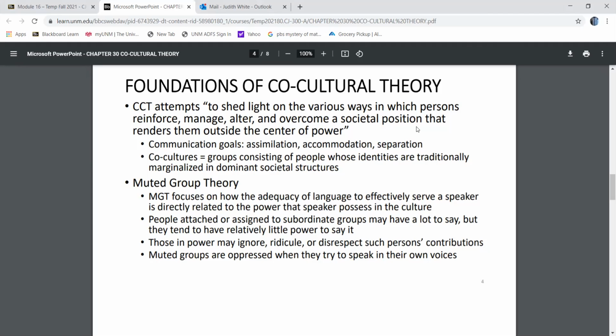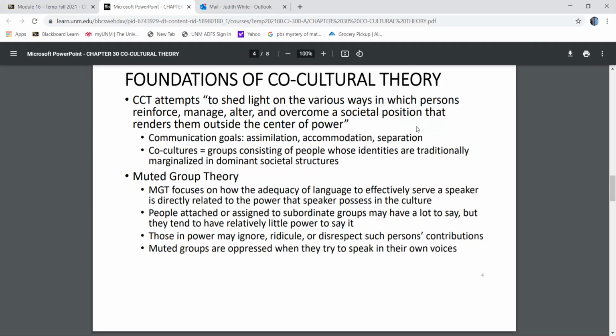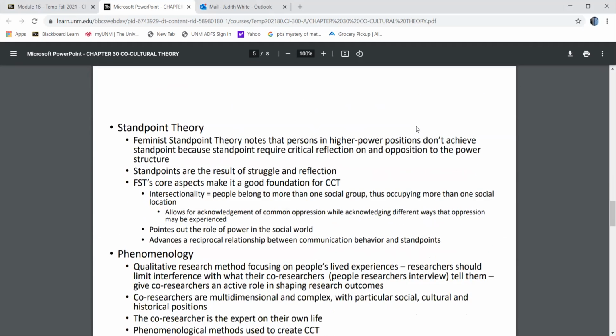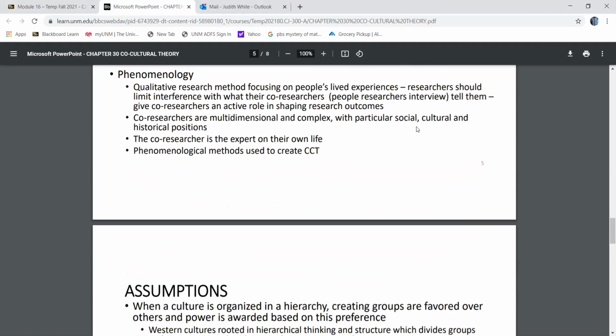Then it talks a little bit about muted group theory. We've already gone over that. Talks about feminist standpoint theory. Then it talks about phenomenology, which is a qualitative research method which focuses on people's experiences. So the researchers view the situation, the people in the situation that they want to know about, as co-researchers. And the researchers collect descriptions of experiences from co-researchers.